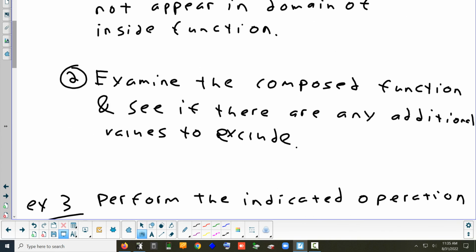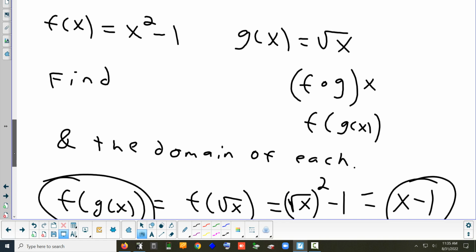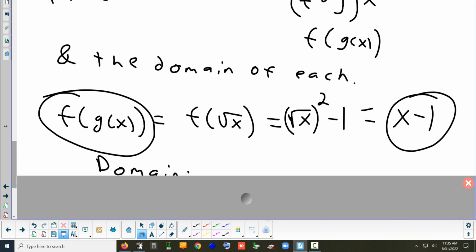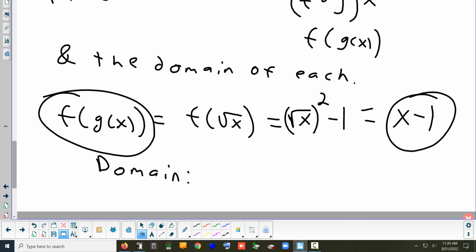Now, look at the composed function. Is there any number that you cannot subtract 1 from? No. So the composed function doesn't add any additional information here that we need to take into account. Yeah, it's the x minus 1. So in this case, the x minus 1 is not significant in terms of the domain. The only thing that was important was the original inside function. And from that, we were allowed to pick values from 0 and up.